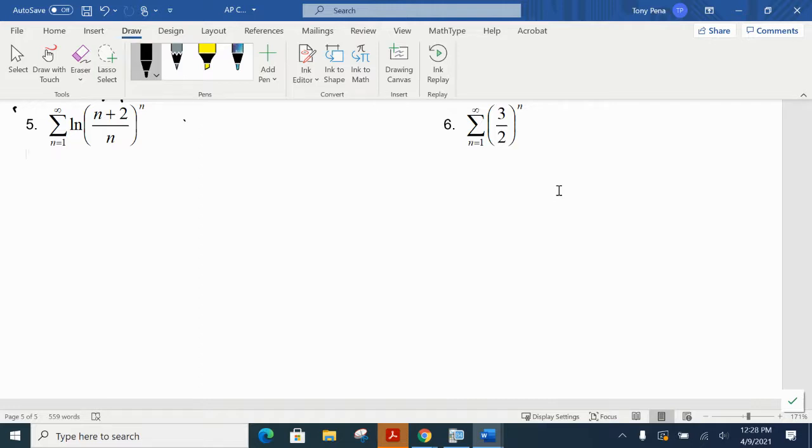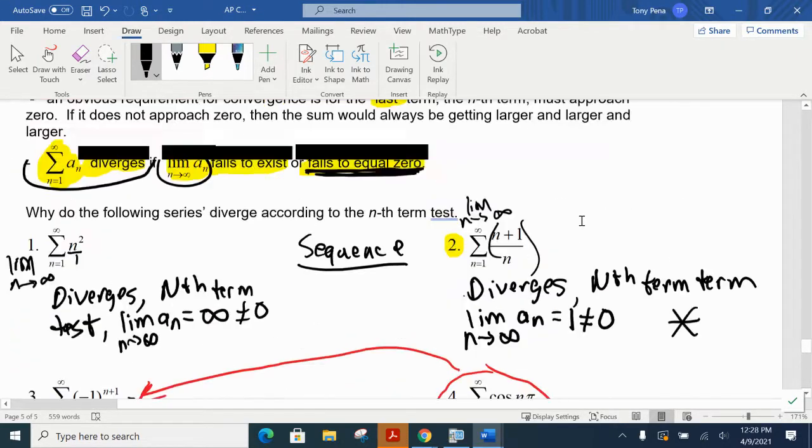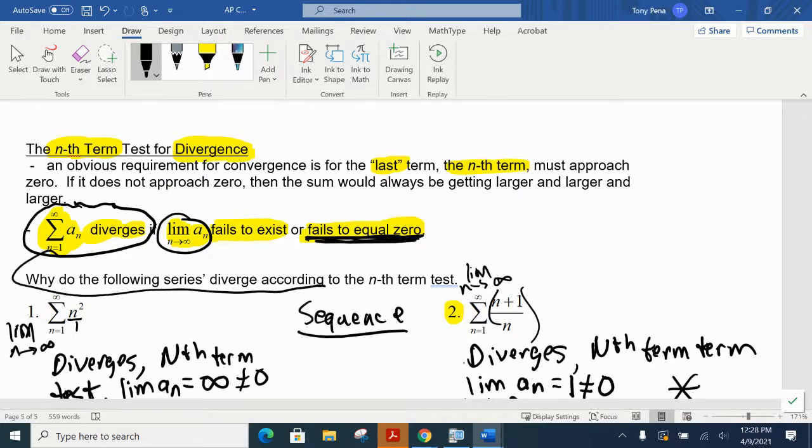A lot of things in play here. First of all, don't be fooled to think you're going to write "this converges" just by the directions I am telling you. Why do the following series diverge? So all of these diverge.